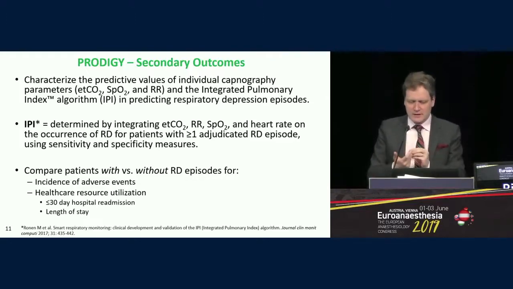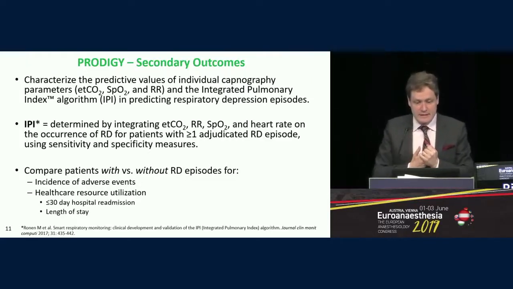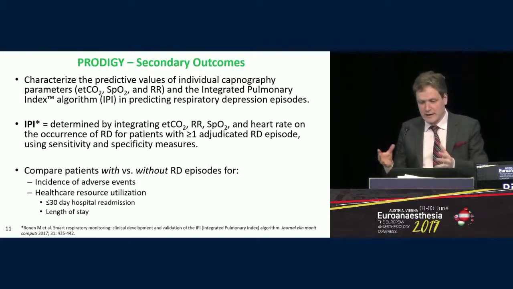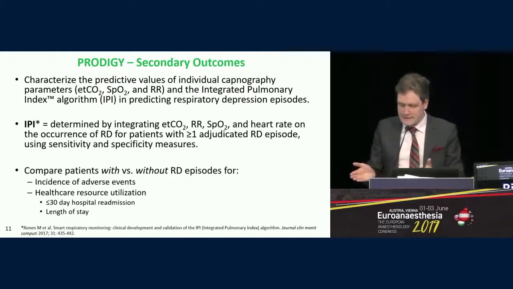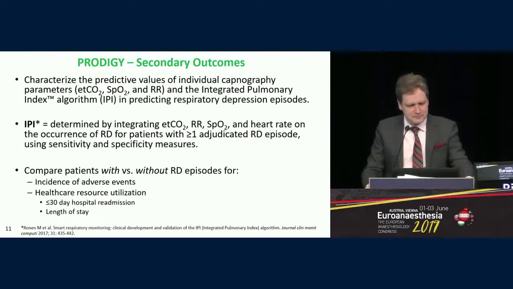What these authors did a couple of years ago is they integrated end-tidal CO2, respiratory rate, pulse oximetry reading, and heart rate. Then, again looking at respiratory depression episodes, they created a grading scale between 1 and 10. So this wasn't one of the other variables that we looked at.